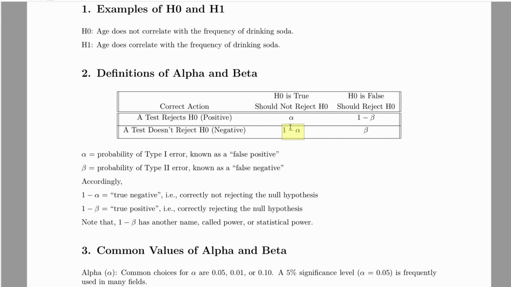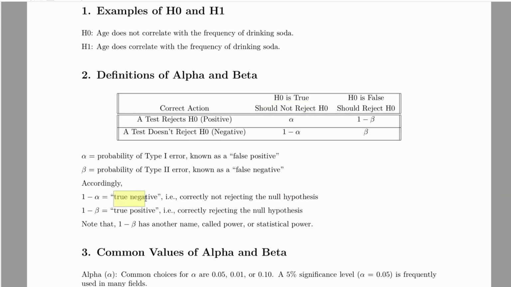It's a mouthful, I think. That's why I think this table is very important. So again, if this is not false positive, then it's true negative. So 1 minus alpha is called true negative. It means that we're correctly not rejecting the null hypothesis. So we should not reject and we do not reject. So it's called true negative.